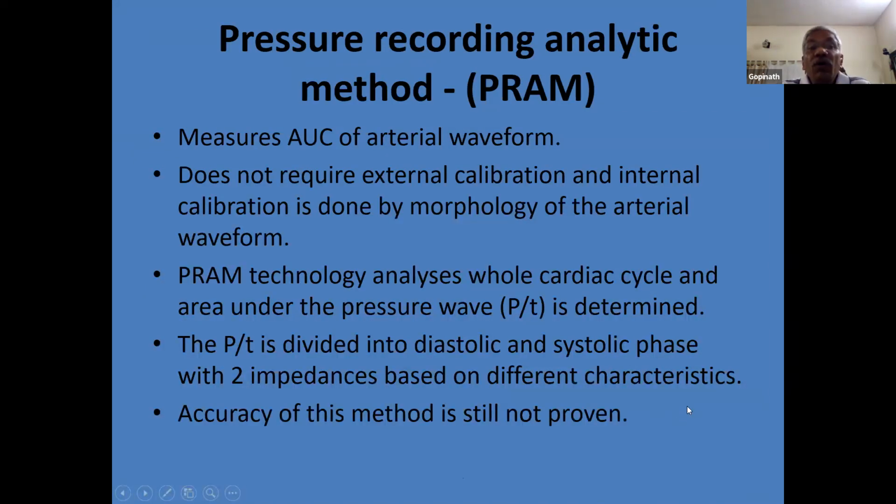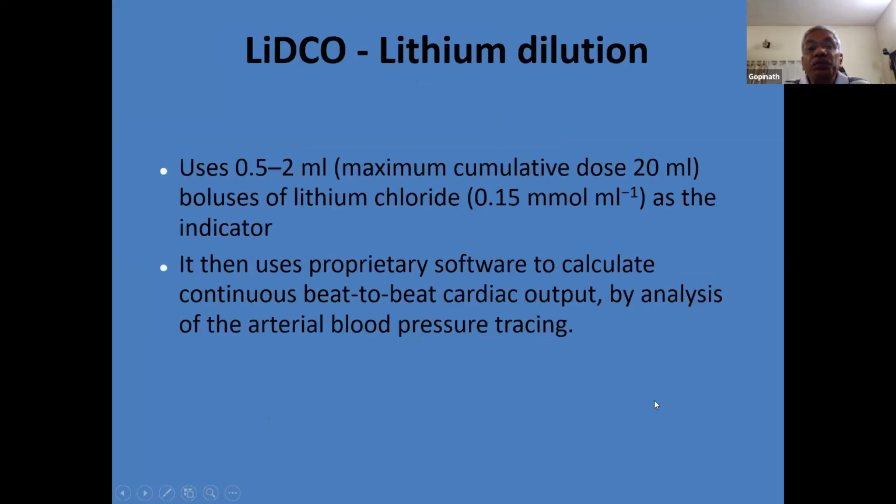We have one more called the pressure recording analytical method, or the PRAM. This again uses the area under the curve of an arterial waveform. It does not require external calibration. Internal calibration is done by the morphology of the arterial waveform itself. This analyzes the whole cardiac cycle, and the area under the pressure wave is determined. This is divided into both diastolic and systolic phases with two impedances based on different characteristics. Again, accuracy is not proven.